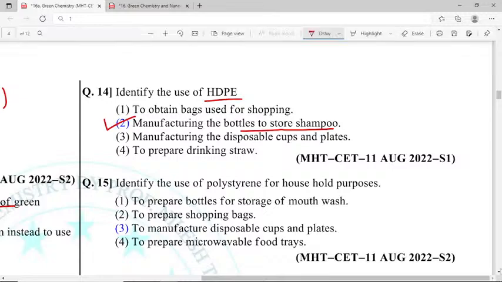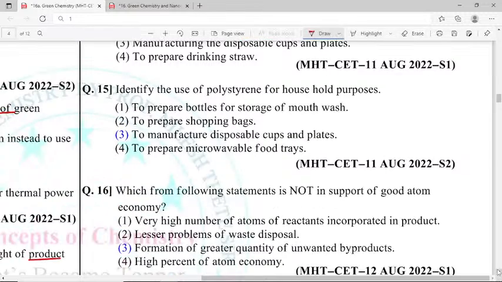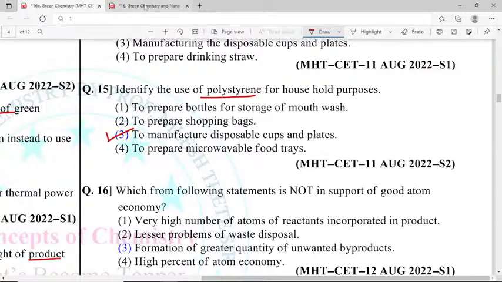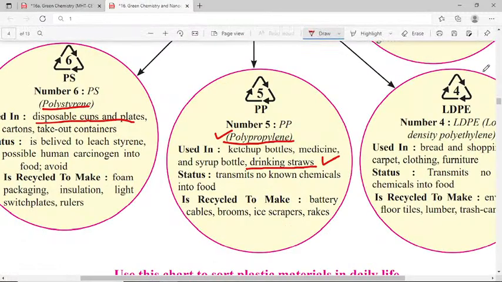Next question. Identify the use of polystyrene. Same question here. Identify the use of polystyrene for household purpose. To prepare bottle for storage of mouthwash, to prepare shopping bag, to manufacture disposable cups and plates, to prepare microwave food tray. So this is your answer actually. So drinking straw, disposable cups also.